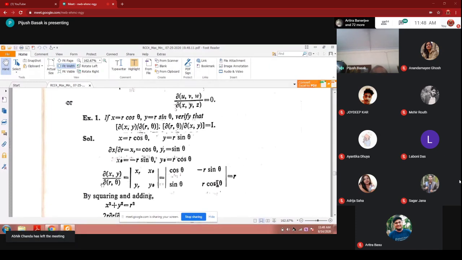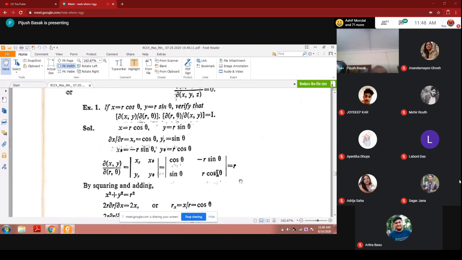Therefore, the Jacobian of x, y with respect to r, theta is this in determinant form. I just substitute these values. Del x del r is found to be cos theta, and del x del theta is minus r sin theta. Substituting, and we get r.